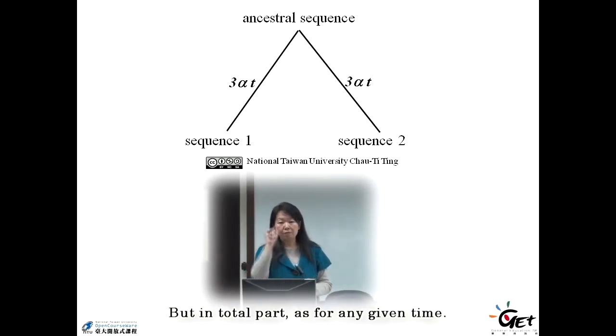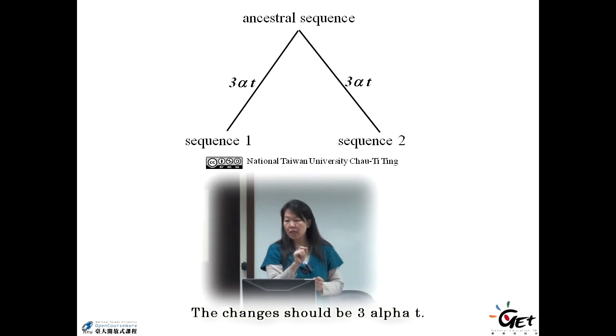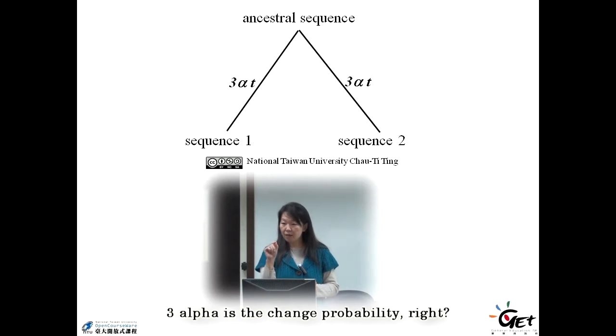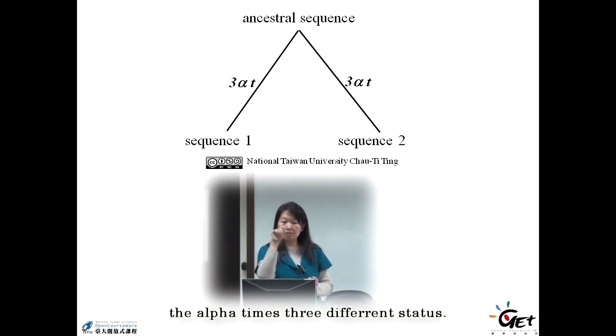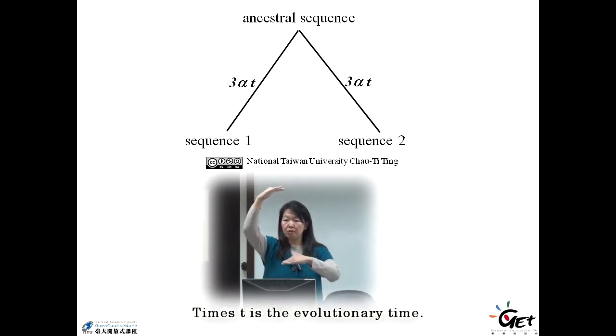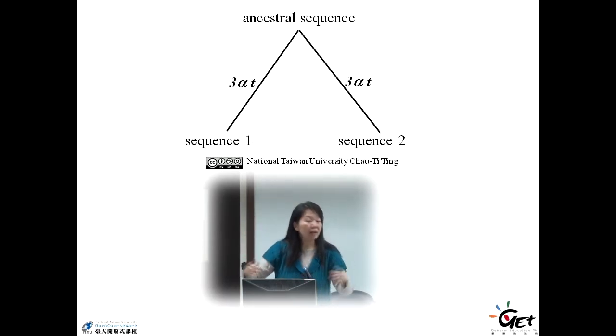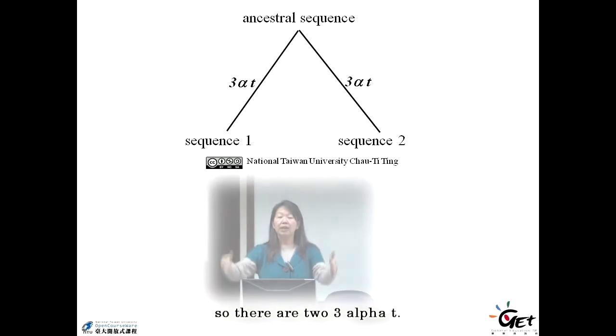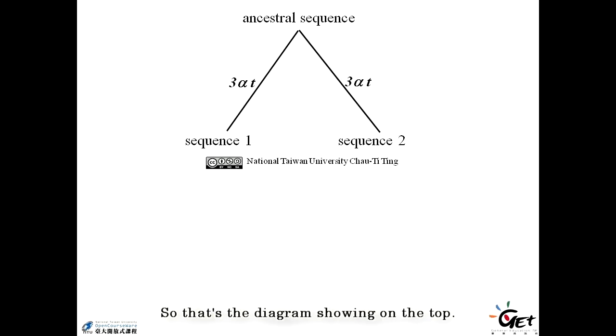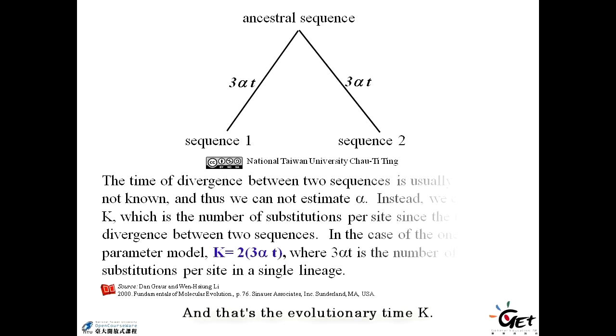But the important part is for any given time, the changes should be 3 alpha t. 3 alpha is the change probability, right? It's alpha times 3 different states, times t, the evolutionary time. And usually, we forget there are 2 independent ones. So there are 2 3 alpha t's. So that's the diagram shown on the top. Just to remind you the 2 sequences evolve independently. And that's the evolutionary time, k.